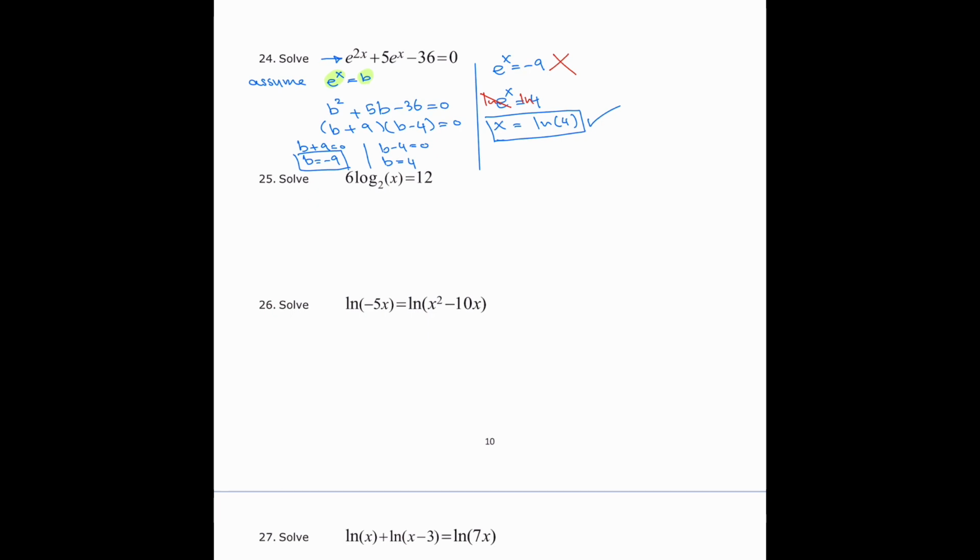Question number 25 is one of the questions that you will need to solve to get extra credit. So this is worth 3 points as well.